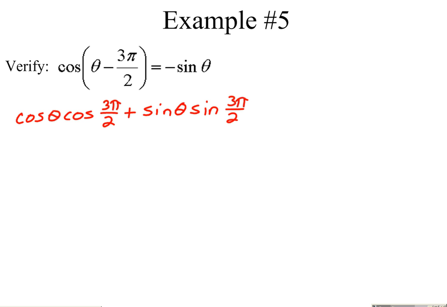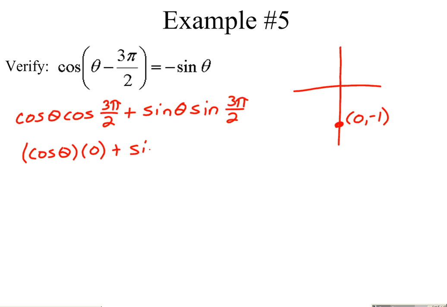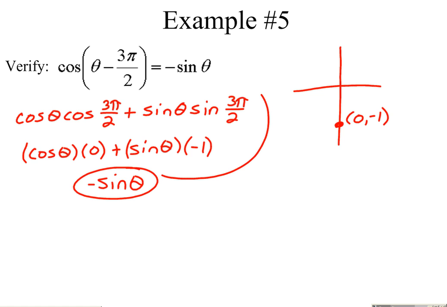3 pi over 2. 3 pi over 2 is down here at 0, negative 1. What's the cosine of that equal to? The cosine of that is equal to 0. Sine of 3 pi over 2 is negative 1. 0 times anything is 0. Negative 1 times sine is negative sine. And that's what we need to show it was equal to.